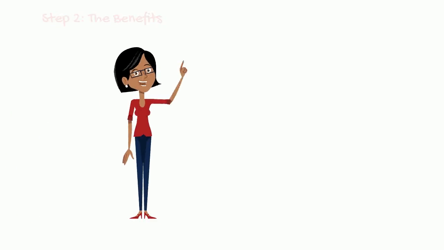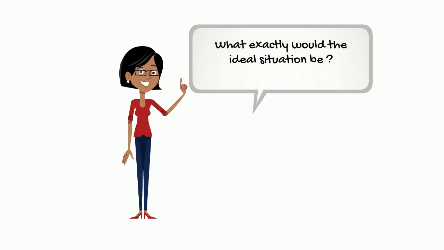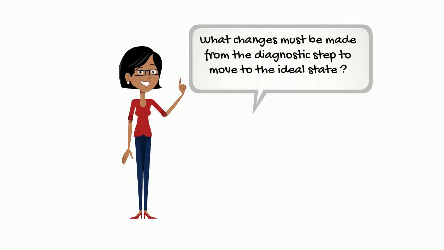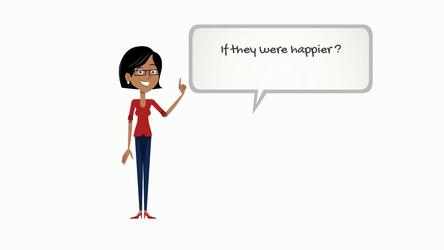Step 2, the benefits. Have the group divide into their subgroups again and take 15 minutes to explore the ideal situation and the benefits to students and the institution if changes were to be made to the current situation. What exactly would the ideal situation be? What changes must be made from the diagnostic step to move to the ideal state? What would the campus be like if the ideal situation was realised and many of these students stayed? If they were happier?